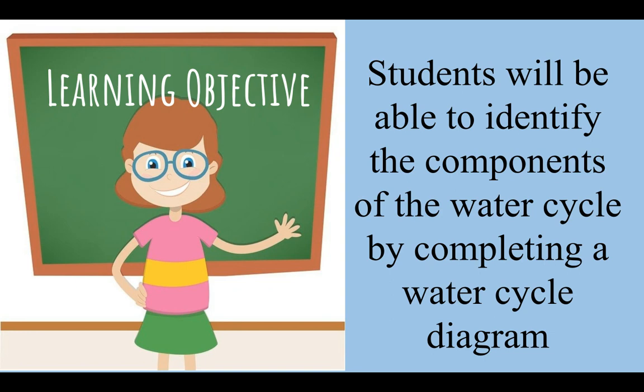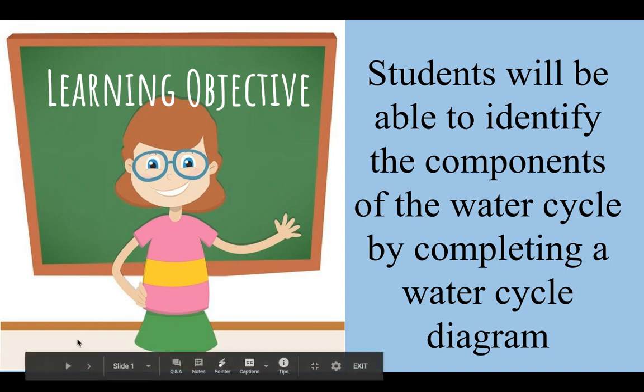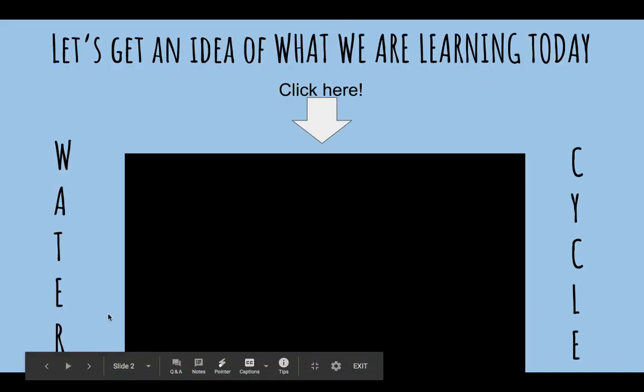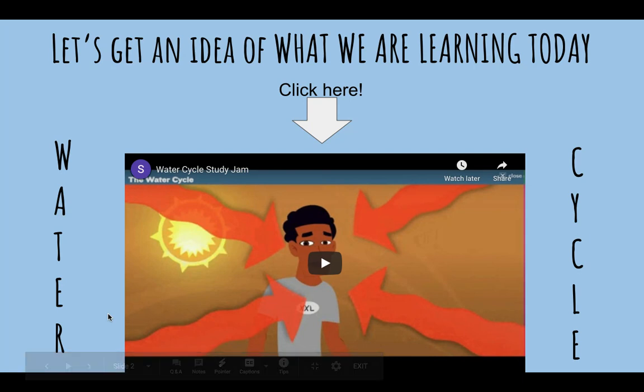So that tells us two things. One, we're going to be learning about the water cycle. And two, for our independent practice, we are hoping that we are knowledgeable enough about the water cycle to be able to create a diagram labeling all of the components and their functions. So let's get right into it. So let's get an idea of what we're learning today.